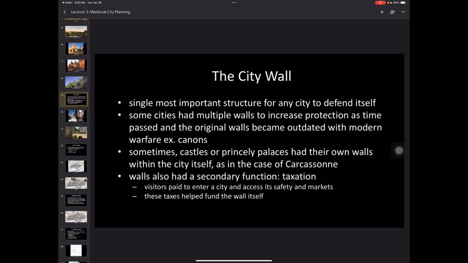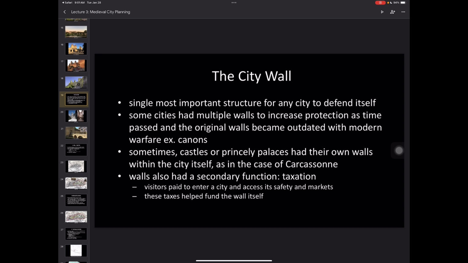I did talk about the princely palaces or the castles sometimes having walls of their own to defend themselves. So it's also in the case, assuming we have our enemies come into the city, they can take the townspeople, but they won't be able to get into the castle, right? So you have an extra layer of protection for yourself.